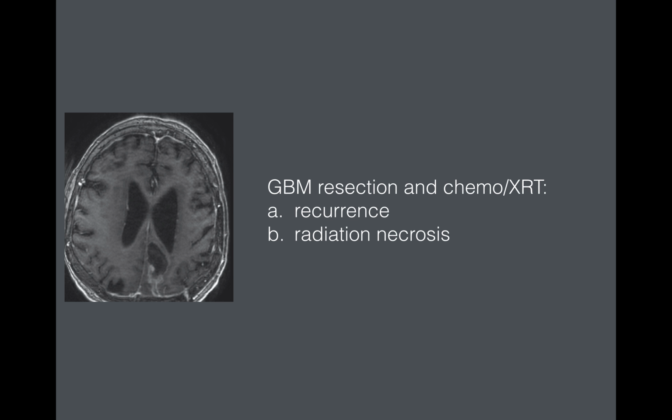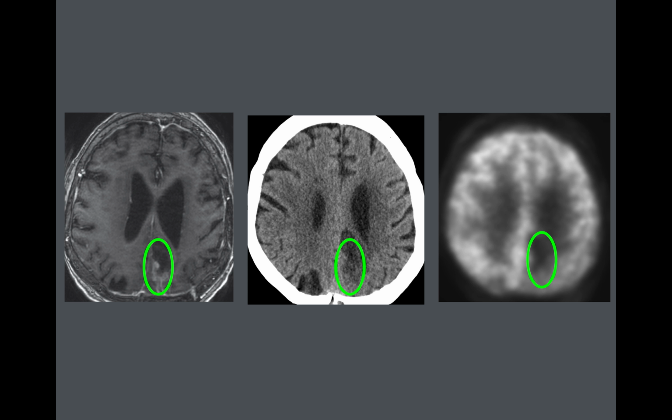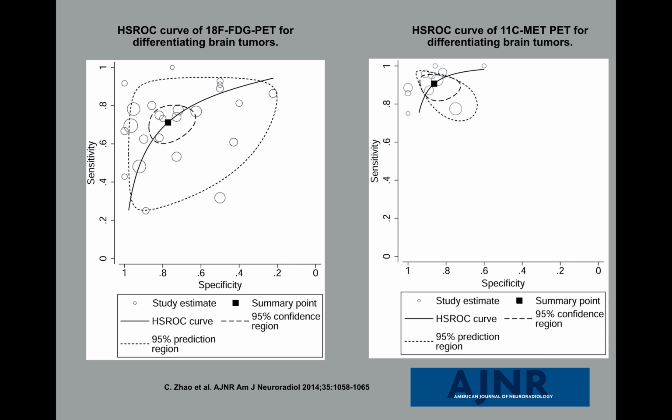Okay, how about this case? Again, we're seeing area of necrosis with nodular peripheral enhancement. So is this radiation necrosis or tumor recurrence? And on a PET scan, again, we can see that there is no increased tracer uptake in the area, suggesting that this is a post-radiation necrosis.